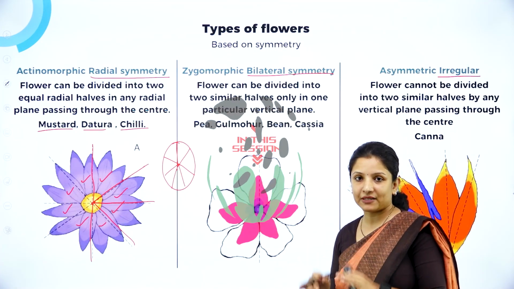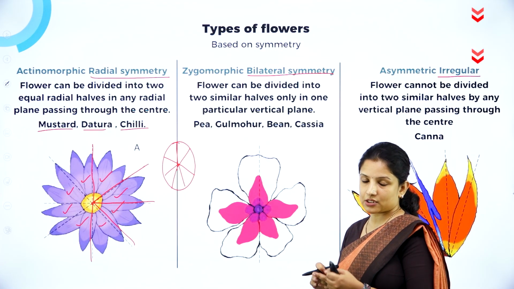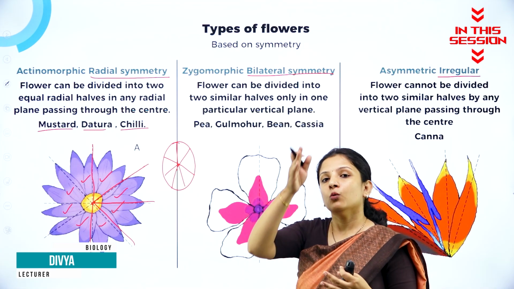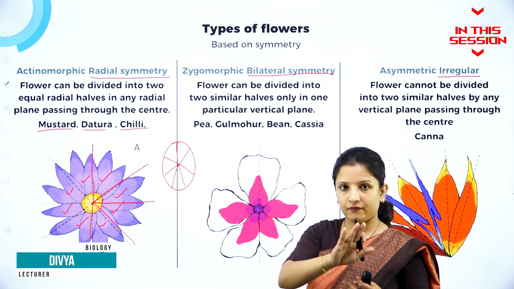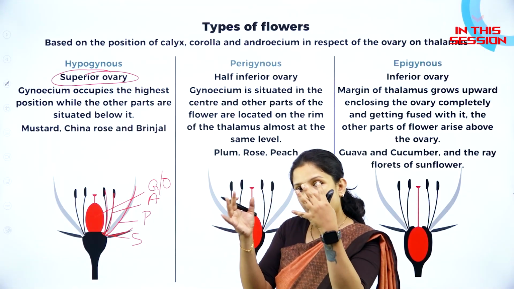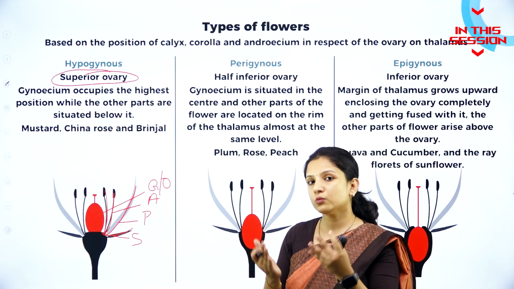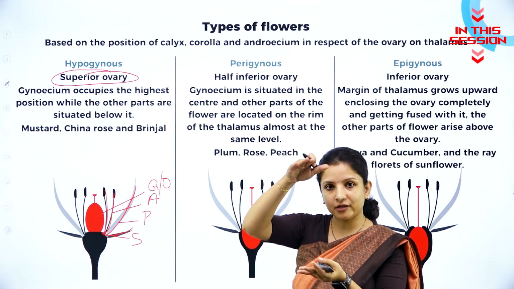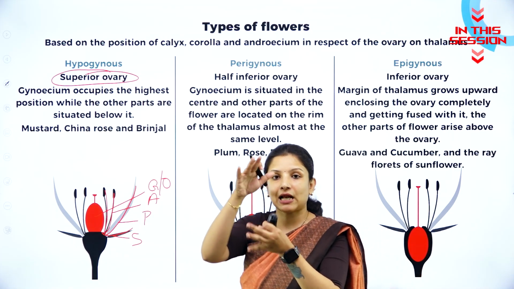Usually the leguminous plants exhibit bilateral symmetry, wherein you draw a line exactly at the center. One half of the flower will look exactly the mirror image of the other half. So when all the parts or all the whorls are arising from the base of the ovary, obviously the ovary will be at the top position. It is just like keep stacking books.